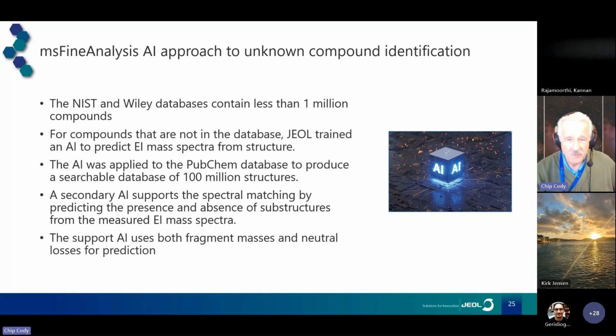Again, the first time we did this with 100 million structures, we've expanded that, and I'll tell you about that in just a moment. But the support AI uses both fragment masses and neutral losses for predictions. So for this to work, we need to have a candidate elemental composition for the intact molecule, and we get that from the soft ionization data or from the EI spectrum if it's present.